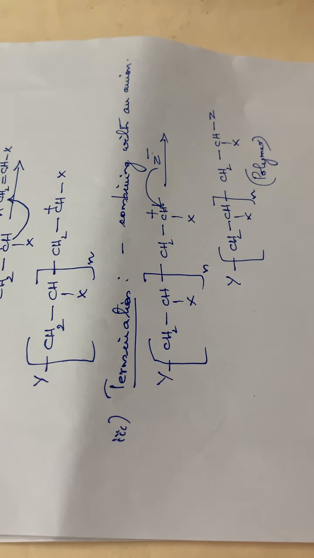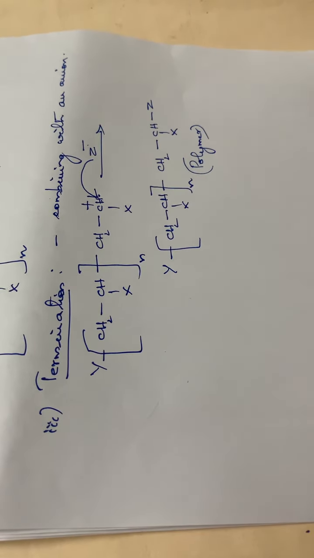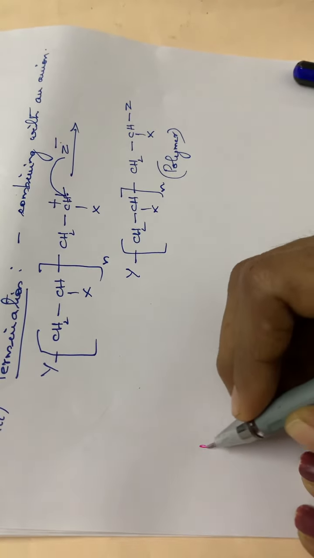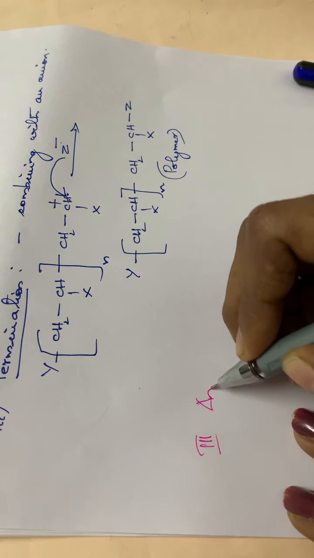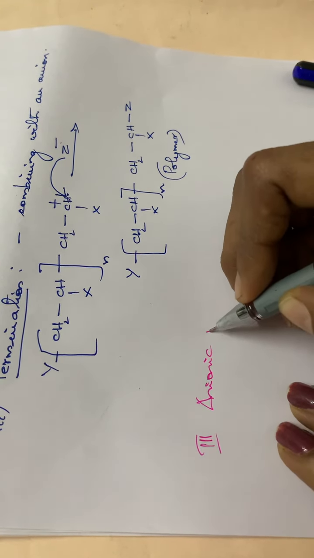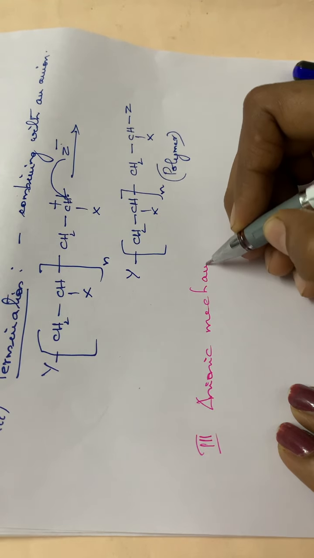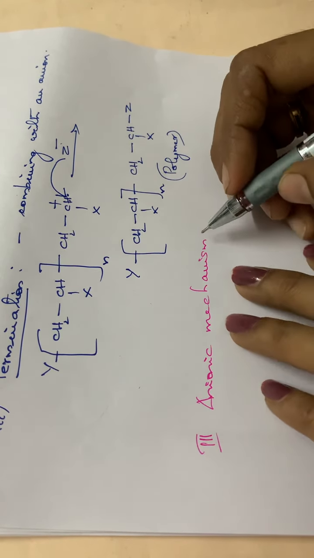Then the third one, that is the anionic mechanism of polymerization. So these three are very important. This will be asked for your essay part.